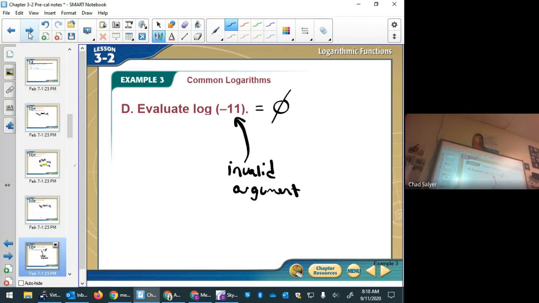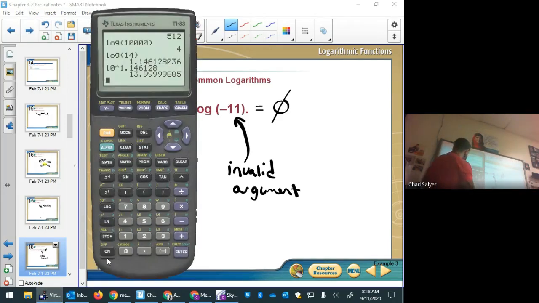I can't tell you how many times, going through this chapter, I've seen kids try to work these problems out, and they're doing an exhaustive amount of work trying to figure them out when it's just a no solution situation. Your calculator can tell you exactly that. If I try to say the log of negative 11, it's going to tell me to get lost.